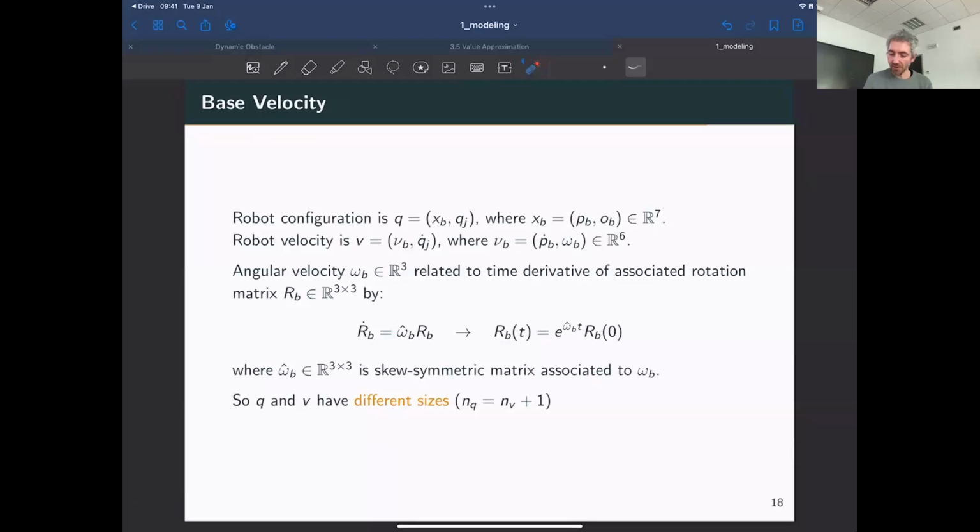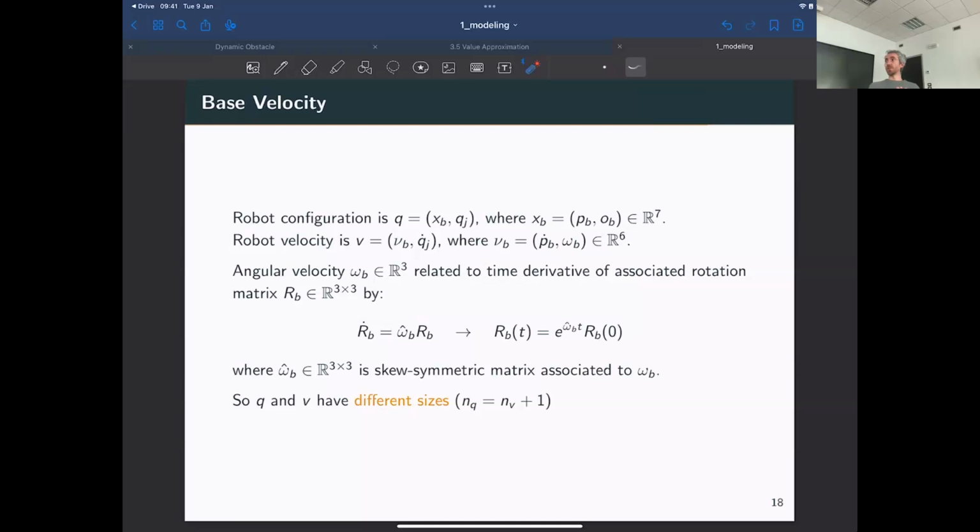Well, Q and V have different sizes. So NQ, which is the size of Q, is going to be NV plus 1 because of this extra element in the quaternion. So we are discussing this for the subject of legged robots, but this applies to all mobile robots. So what I'm saying, if you're working with a drone, underwater robot, even just a mobile robot with wheels, you have the same thing going on.